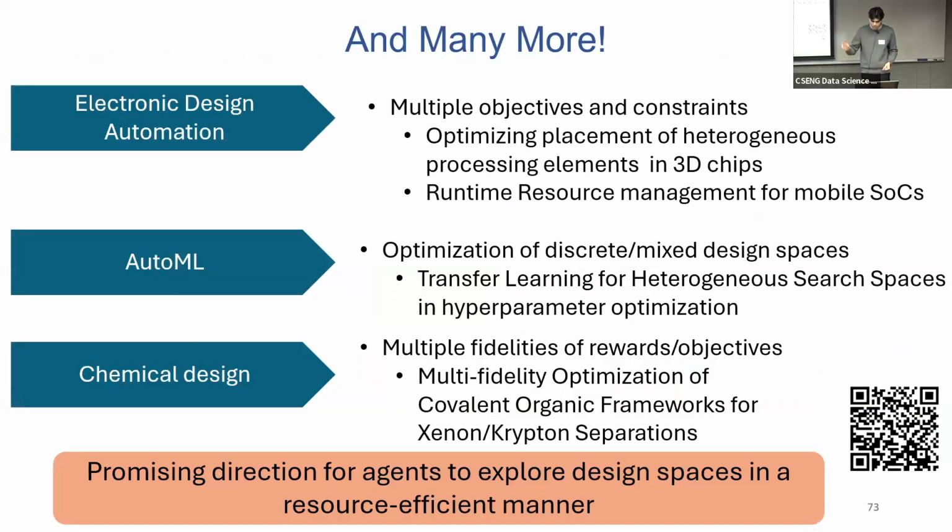And there are many more, and please feel free to use this QR code to find out more about this in electronic design automation. For example, we've used it for multiple objectives, multiple constraints, optimization of discrete and mixed design spaces, multiple fidelities. And that is why I believe this is really a very promising direction for agents to explore design space.